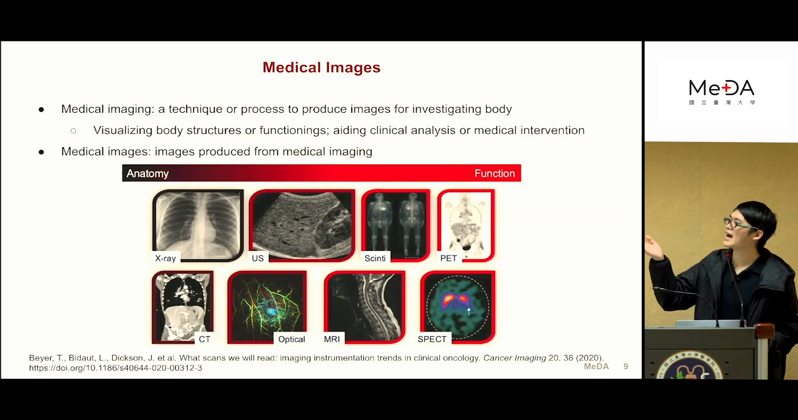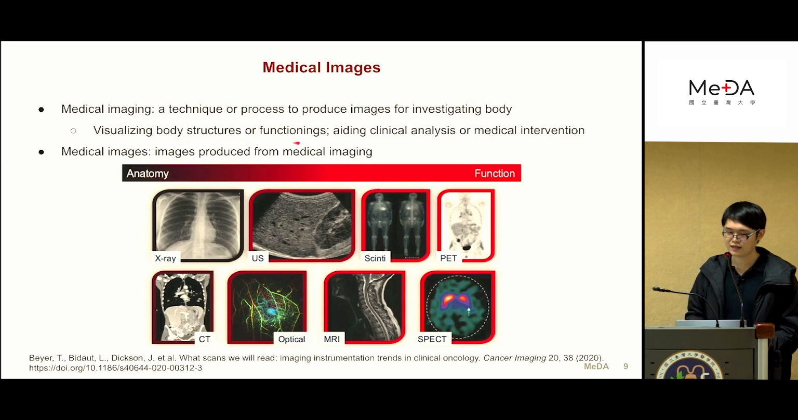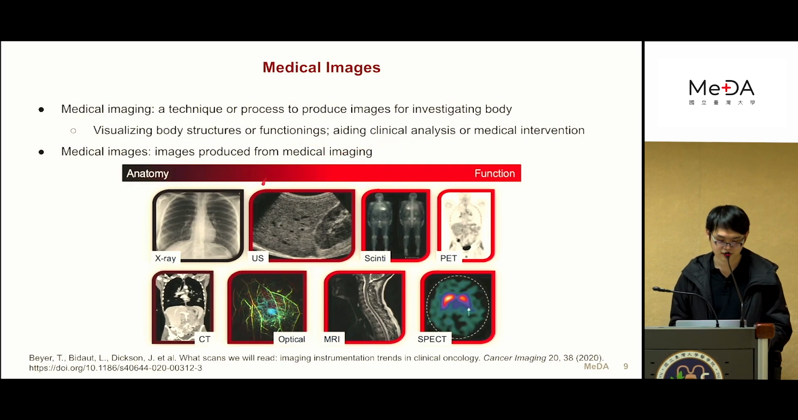So first, we should introduce what a medical image is. A medical image means an image generated from a medical procedure, or sometimes we call it medical imaging. Medical imaging is a technique to generate images for humans to observe the human body, or any kind of body. This kind of image can visualize the body structure or functioning, and it can provide clinical information or be used for clinical analysis.